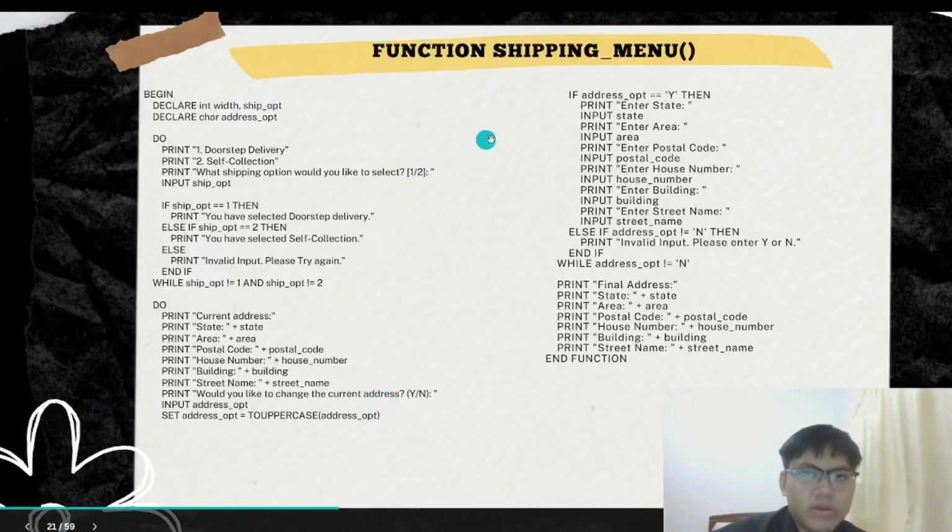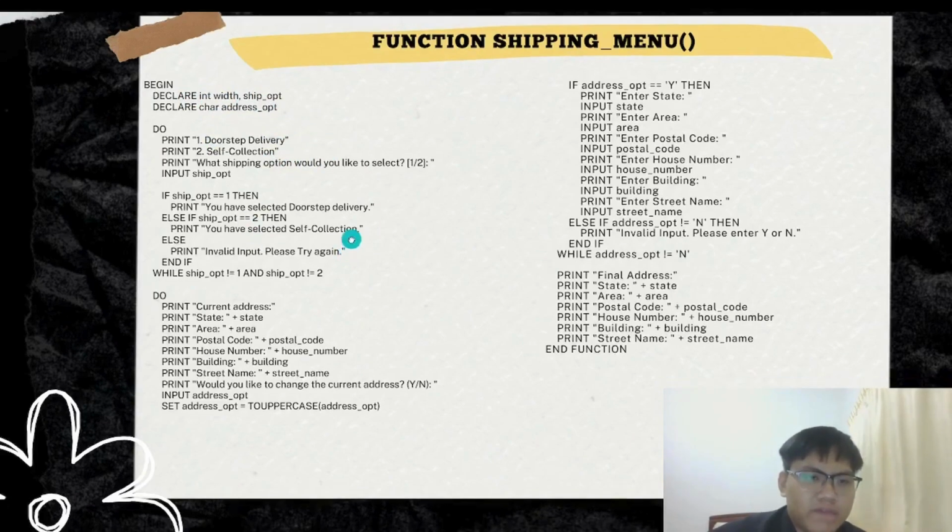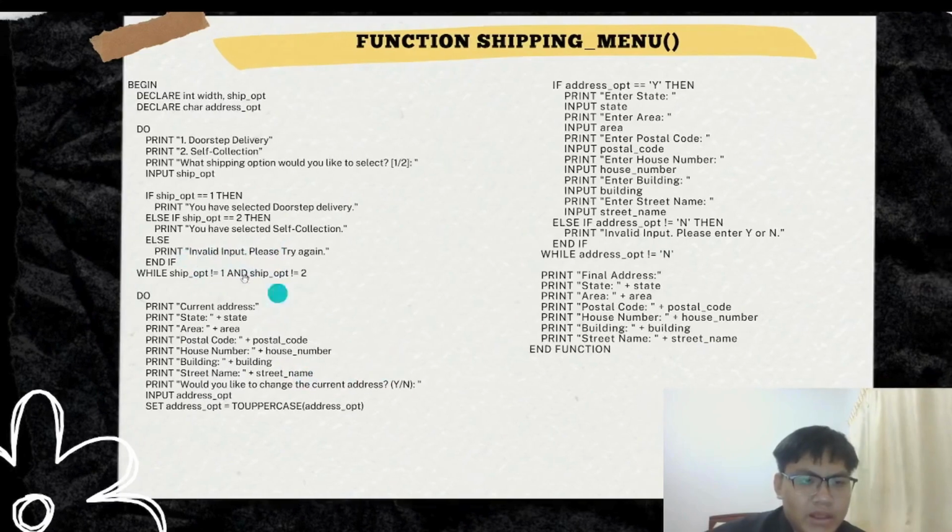I would like to present about the admin section and shipping menu for our group project. The shipping menu function starts with declaration and then printing out the options. If option one, this; option two, it will say this; else it would be an invalid option, and they would have to loop again. After that it will show the address and ask if they want to change it. If they say yes, it will change here. If no, it will just print these out. Else, it would be invalid.